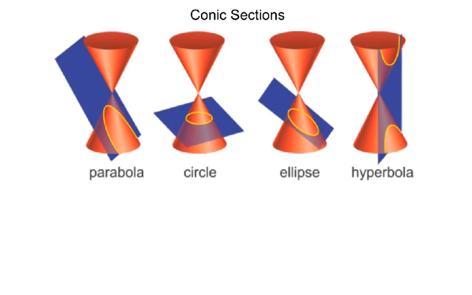You can see these cones are tip to tip, and depending on the angle of your plane and whether or not it slices through one of the cones or two, you get these different types of conic sections. The first one is a parabola. And the second one, when you're slicing perpendicular to the way the cones are oriented, you get a circle, then an ellipse, and then if you slice through both of them, you get what is called a hyperbola.